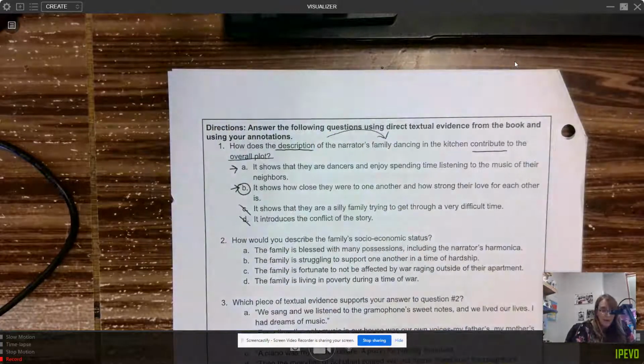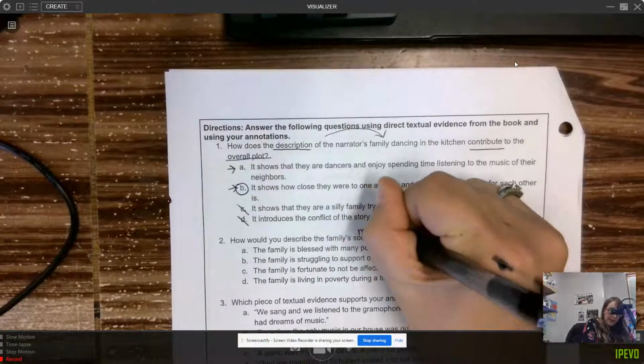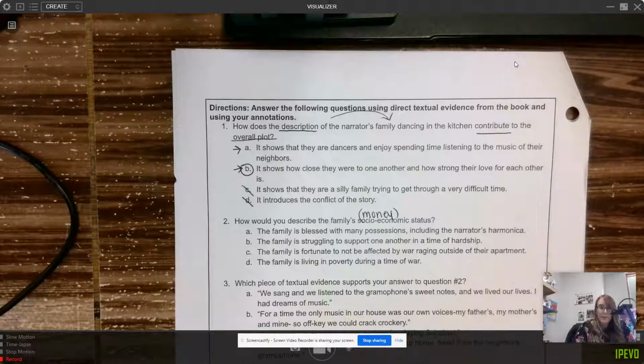Okay. How would you describe the family's socioeconomic status? So this has to do with money. Like, how much money do they have? Are they in the middle class, upper class, or are they stricken by poverty? Okay. So, how would you describe that? A, the family is blessed with many possessions, including the narrator's harmonica.